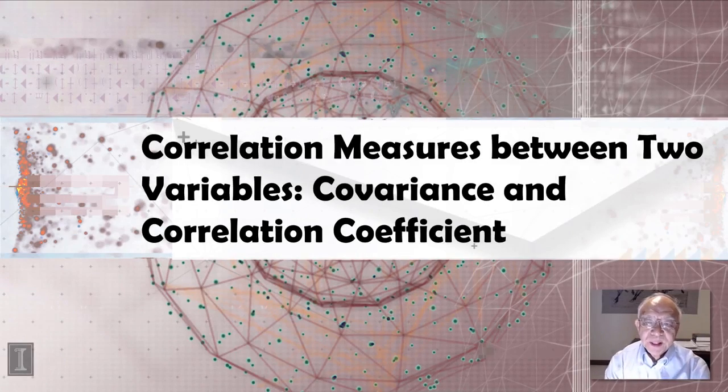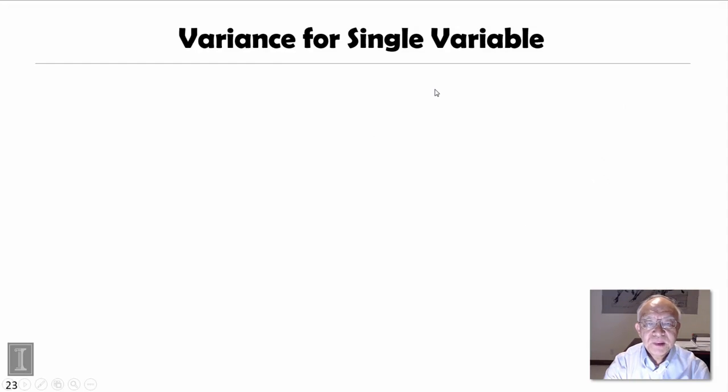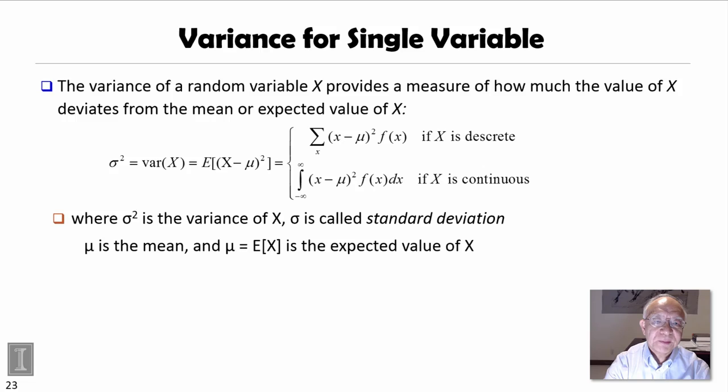In this session, we are going to discuss correlation measures between two variables. Especially, we will introduce covariance and correlation coefficient. Before we introduce covariance between two variables, we will first examine or review the variance for a single variable.